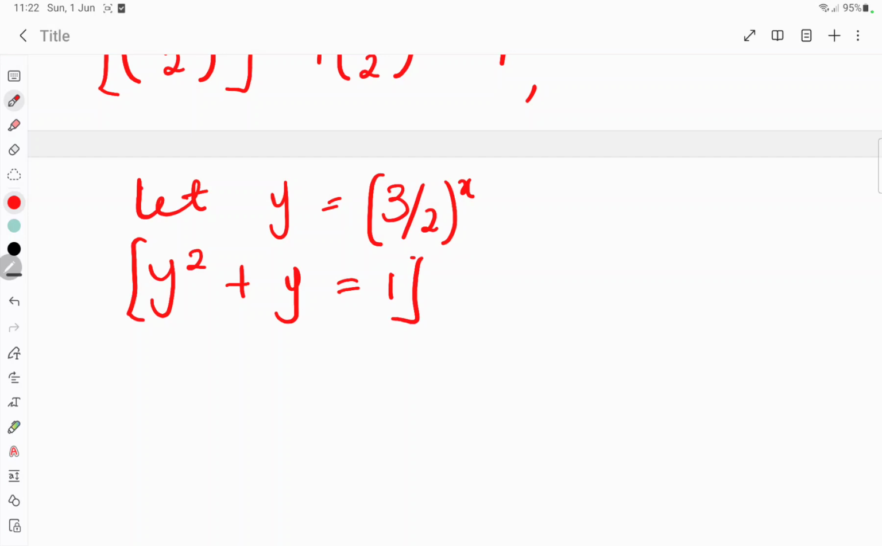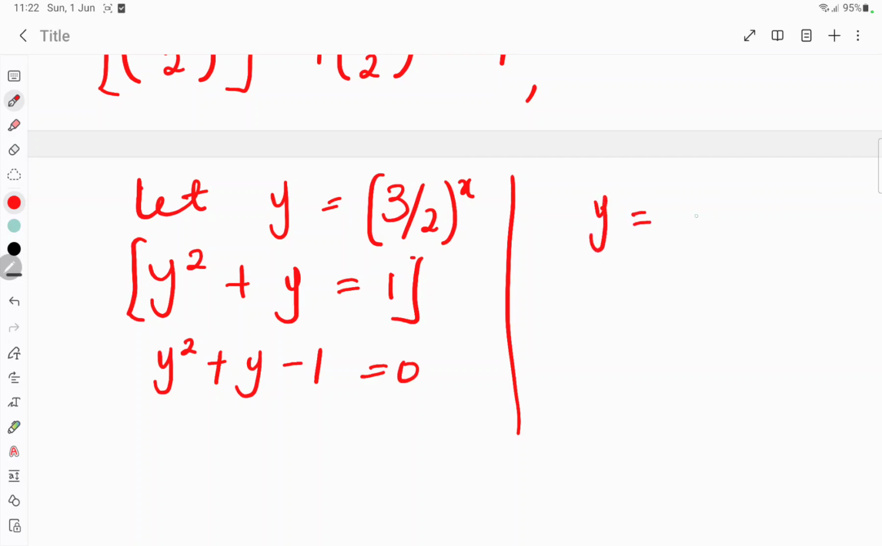So to solve this, we have y squared plus y, and we subtract 1 from both sides: y squared plus y minus 1 equals 0. So we think of two numbers that multiply to get minus 1 but add to get 1. Virtually, let's use the general quadratic formula, which says that y equals minus b plus or minus the square root of b squared minus 4ac, divided by 2a. Good.